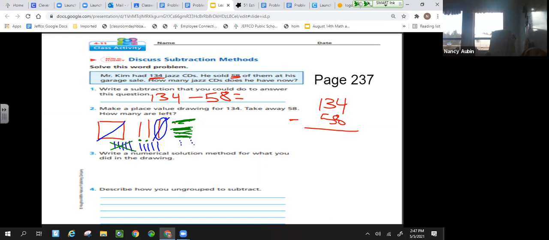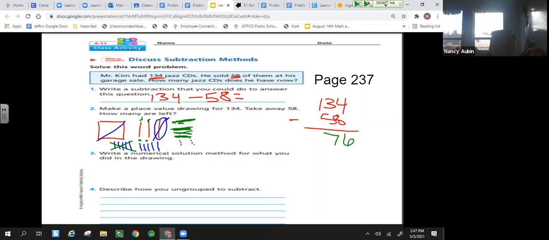Now, what's my answer? How many tens and how many ones? You want to do ones first or tens? Tens. Tens? Okay, 1, 2, 3, 4, 5, 6, 7 tens. And how many ones? 1, 2, 3, 4, 5, 6.